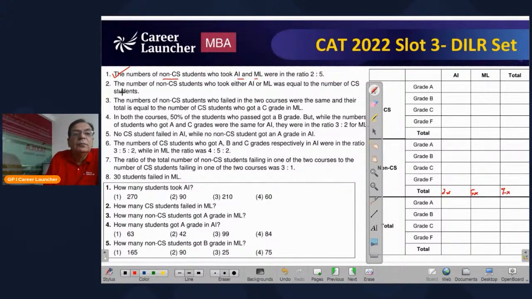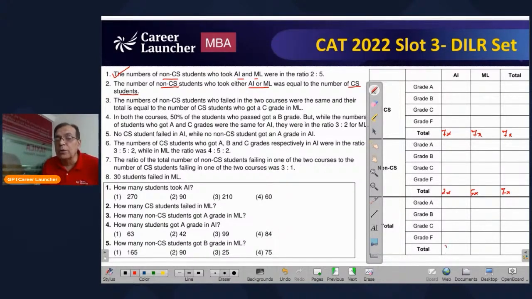The number of non-CS students who took either AI or ML was equal to the number of CS students. So the total number of CS students is 7x. But every CS student has to take both AI and ML. So this has to be 7x, and this also has to be 7x, because every CS student has to take both the subjects.